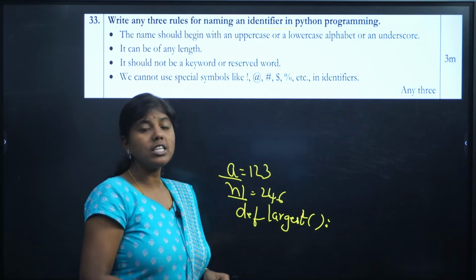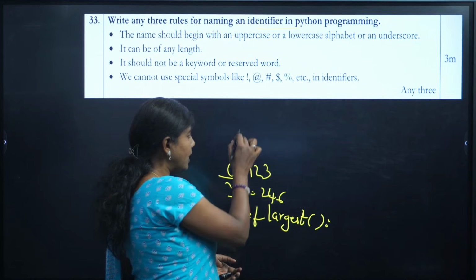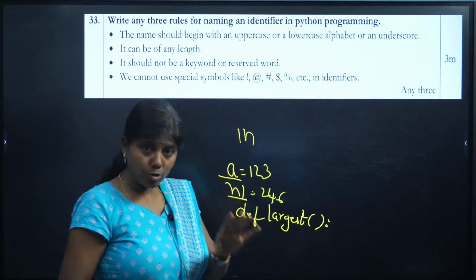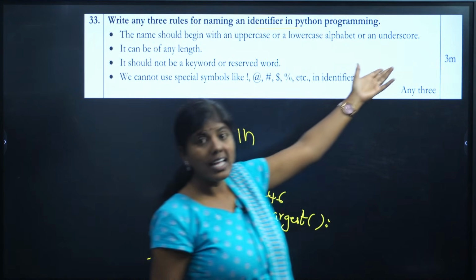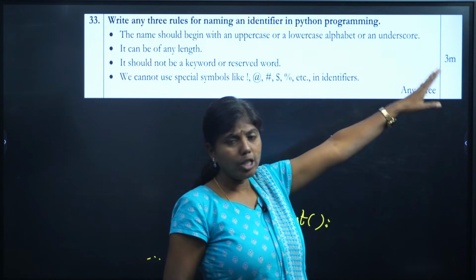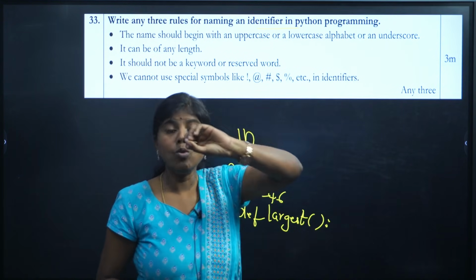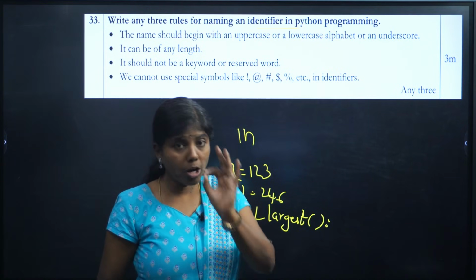The first rule says that it should not begin with a number. That means I can't write a number like this. I can't write 1N, it's not possible. So you can begin with an alphabet, an uppercase letter, a lowercase alphabet, and even an underscore as well. The only special character that is allowed is underscore. No other special symbol is used. It should not begin with a number.